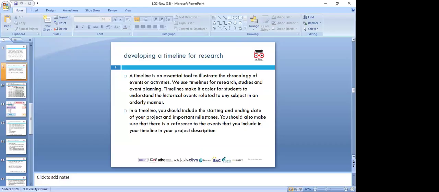Okay. And so in as much as you have research work to be done, there needs to be an illustration of the events that you are doing. You need to show the timelines of the research, the studies, and the event planning. Timelines make it easier for students to understand the historical events related to any subject in an orderly manner. In a timeline, you should include the starting and ending point. I mentioned that, just like project work. A project work should have a start date, and a project work should have an end date.